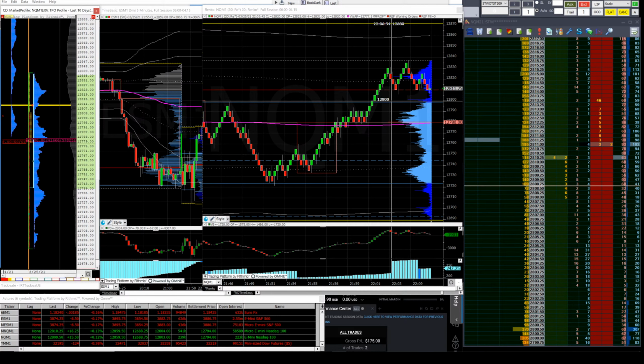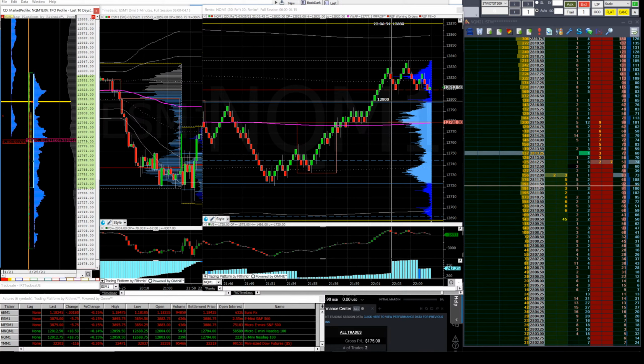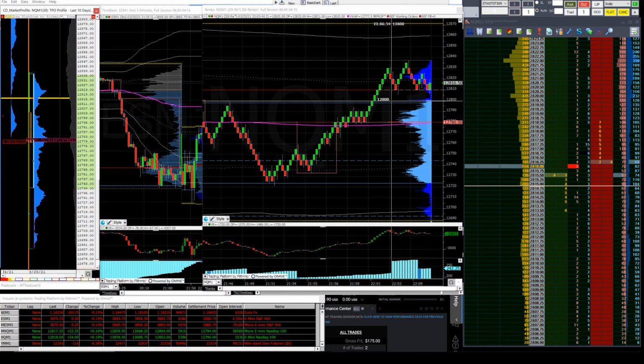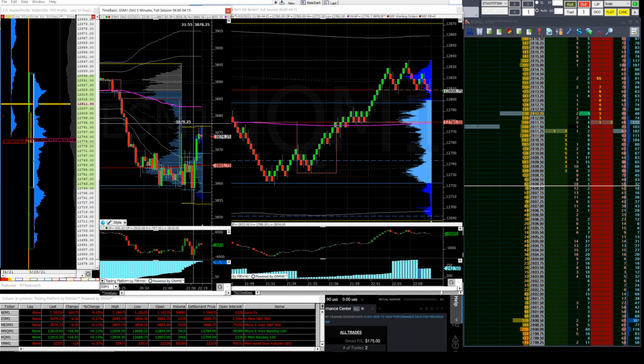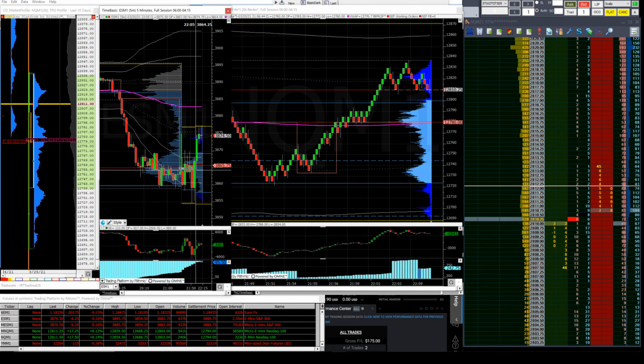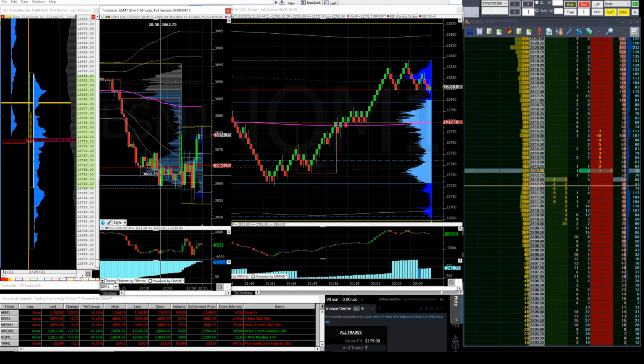So we'll see what happens when they come down here, which looks like they're getting ready to come down. They're not making so much enthusiastic moves here on the ES either. Top of value.